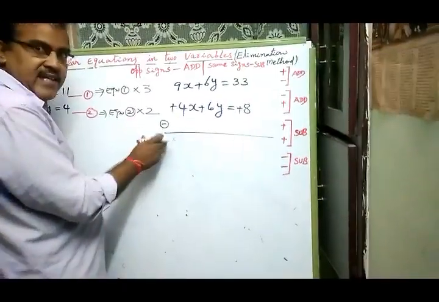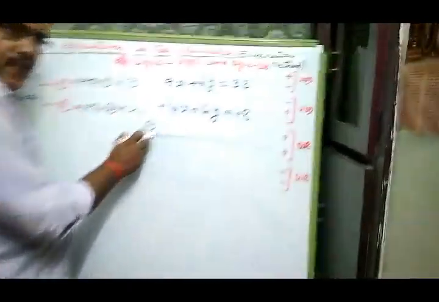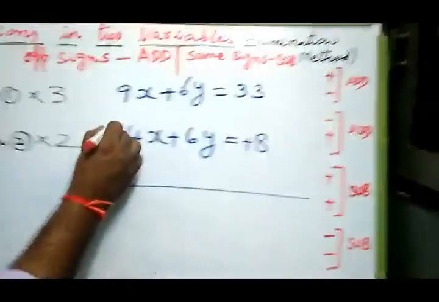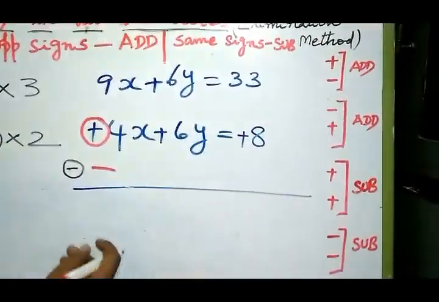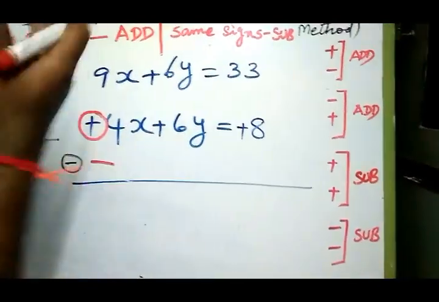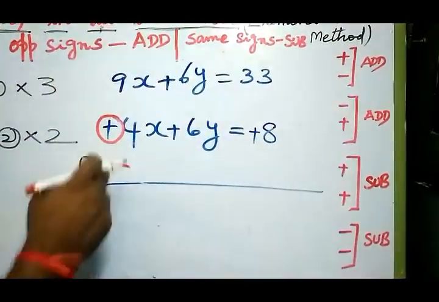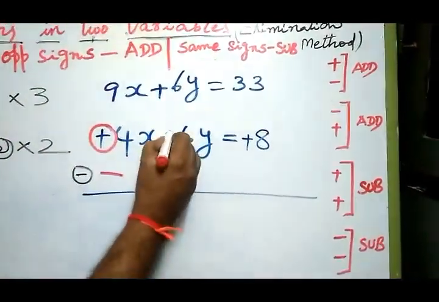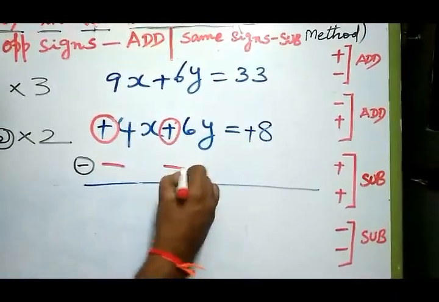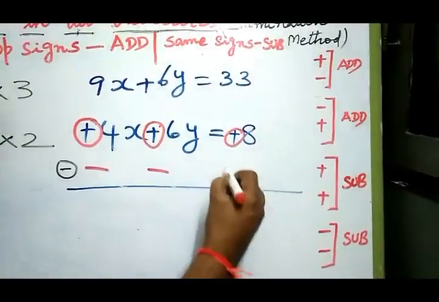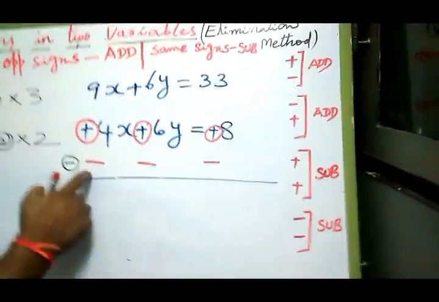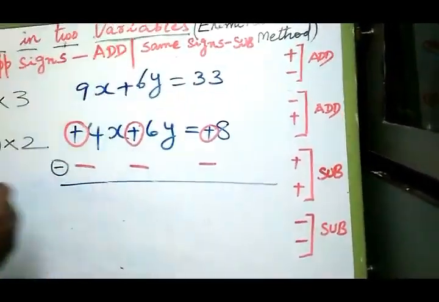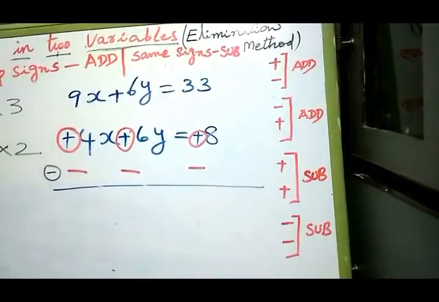Because of this minus, this plus will be minus. I am doing subtraction, you know very well, subtraction of polynomials. Because of this minus, this plus will be minus. Now forget about this plus and this plus. Now minus, minus, minus. Carefully, first cancellation we have to do.